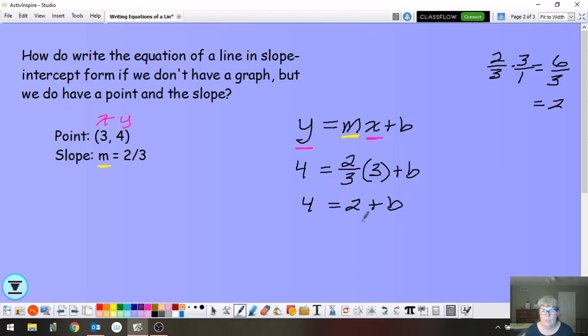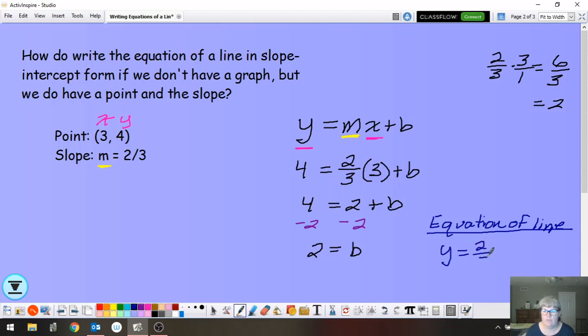And now to solve for b, we need to subtract 2 from each side, and we will have 4 minus 2 equals 2, so 2 equals b. So we have found the y-intercept. So we have the y-intercept of a line, we know the slope of the line, we need to go back and write the equation of the line in slope-intercept form. So the equation of the line in slope-intercept form is going to be y equals, the slope is 2/3 x plus the y-intercept of 2. And that's the equation of the line with a slope of 2/3 passing through the point (3, 4).